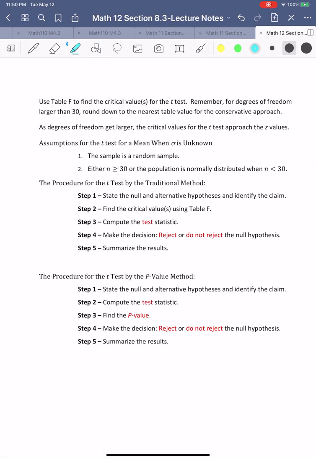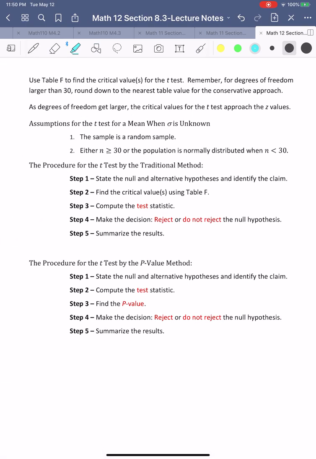We're going to use Table F to find the critical values for the t-test. Remember, for degrees of freedom larger than 30, round down to the nearest table value. As the degrees of freedom get larger, the critical values for the t-test approach the z values.